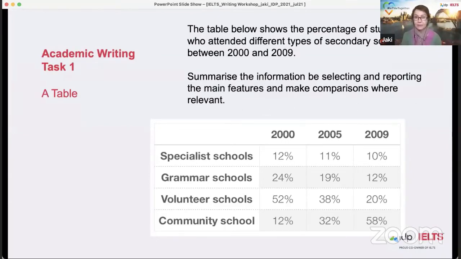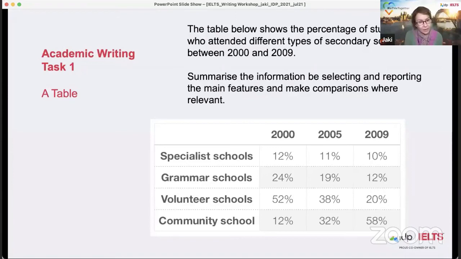So here, this one, let's read the topic. The table shows percentage of students who attended different types of secondary schools between 2000 and 2009. Okay, so once again, is it in the past? Yes, usually it is. Okay, but always check. All right, so now we need to spend a bit of time understanding what's going on. Now we're looking for patterns. We're looking for which ones are the same.